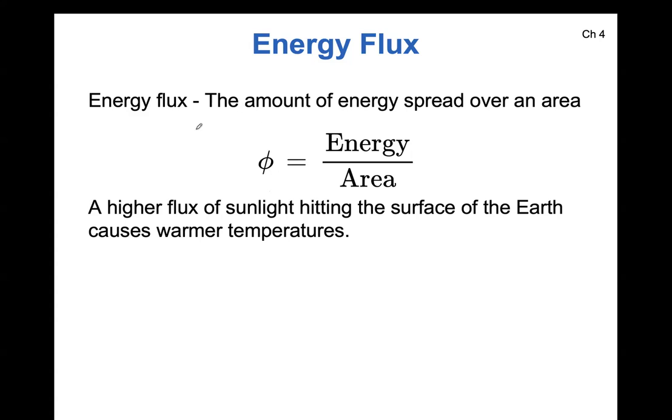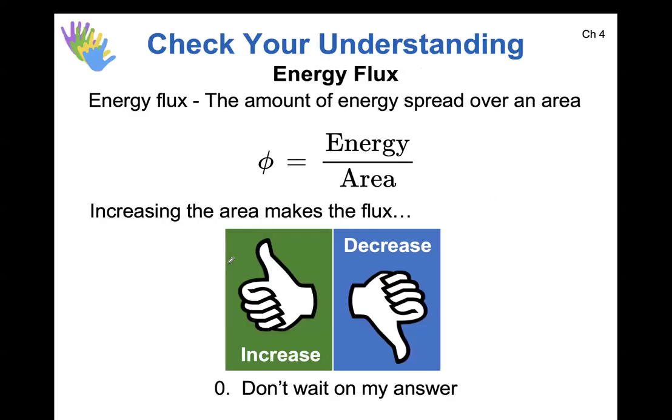And the way we're going to quantify that idea is with something called energy flux. So energy flux sounds kind of technical, but you can see the equation is just a simple fraction, a simple ratio. And the definition is here, the amount of energy spread over an area. So a higher flux of sunlight hitting the surface of the Earth causes warmer temperatures. Okay? So if you increase the area, what happens to the flux? And the flux is this symbol right here.